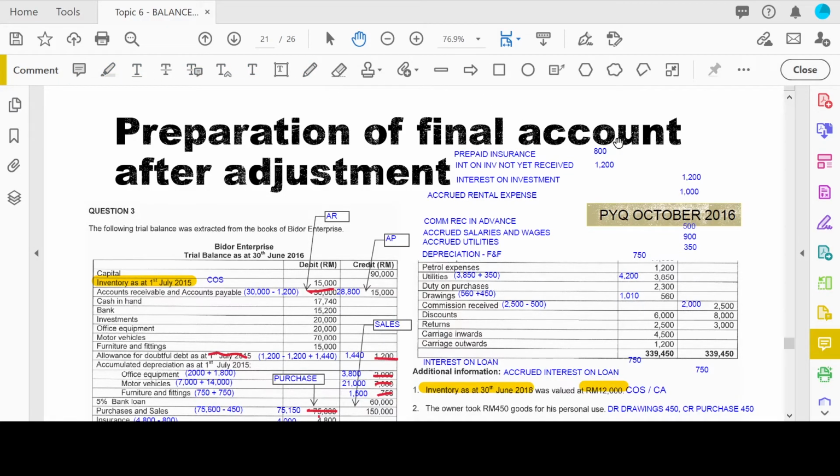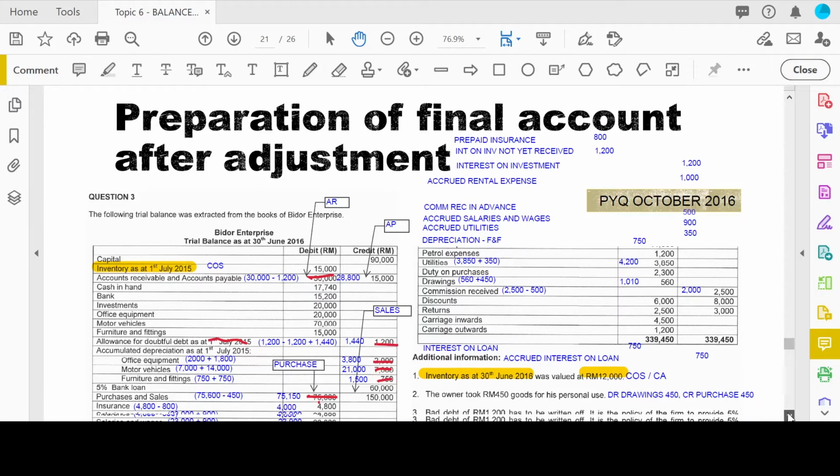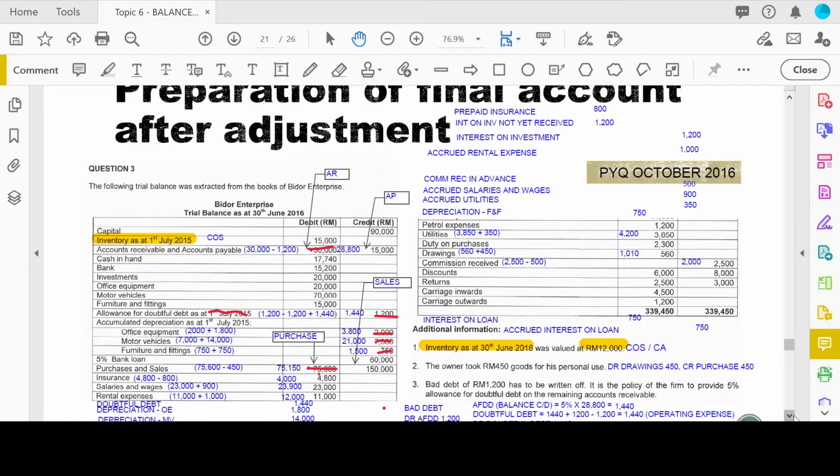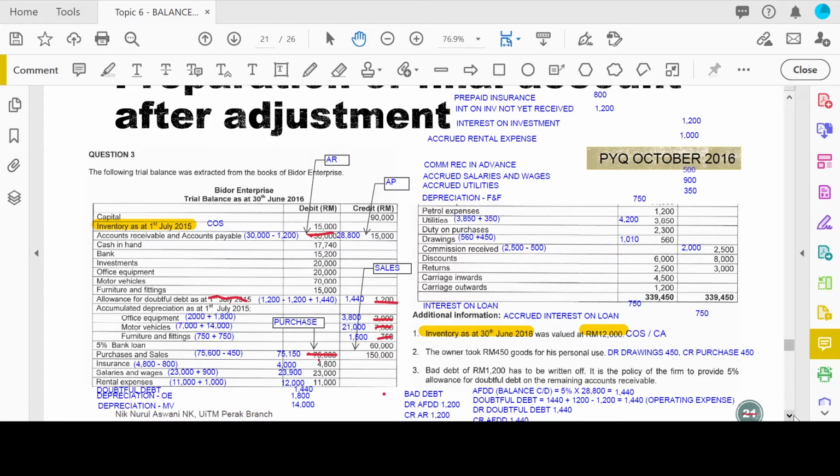So basically, that's all for the preparation of final accounts after the adjustment. So these are the adjustments that you have prepared so far. You have taken into account the drawings, bad debt, provision or allowance for doubtful debt.